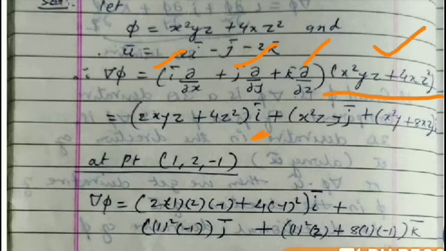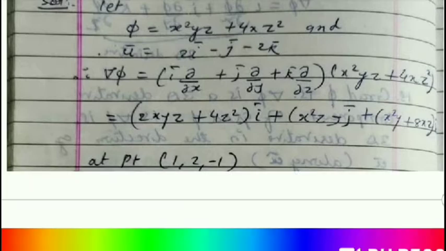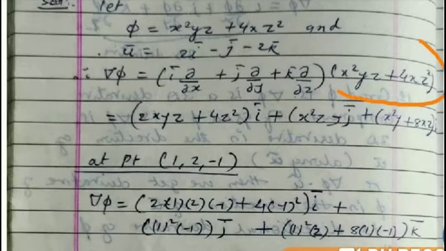So the derivative with respect to x is 2xyz plus 4z square, i bar. The derivative with respect to y is x square z, j bar. The derivative with respect to z is x square y plus 2 into 4, that means 8xz, into k bar.